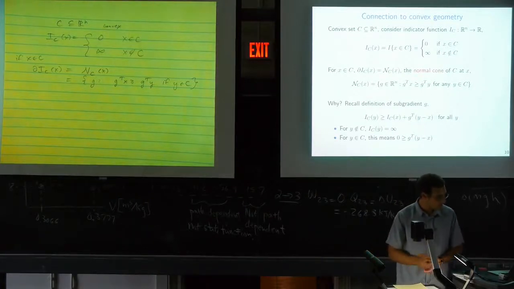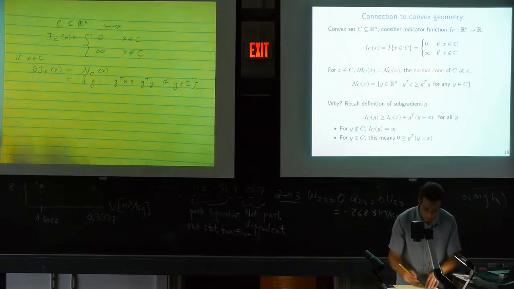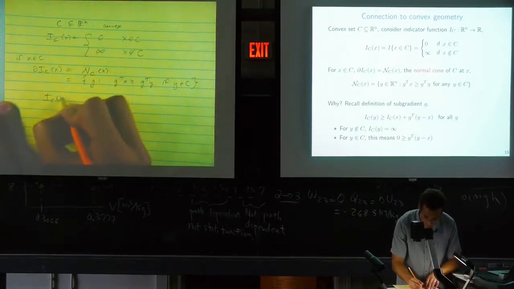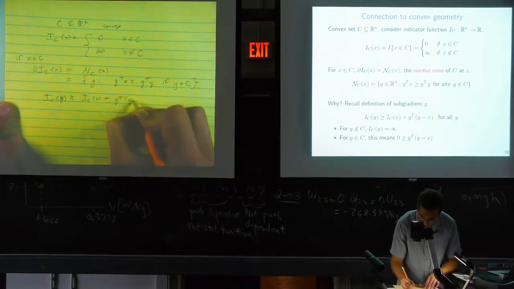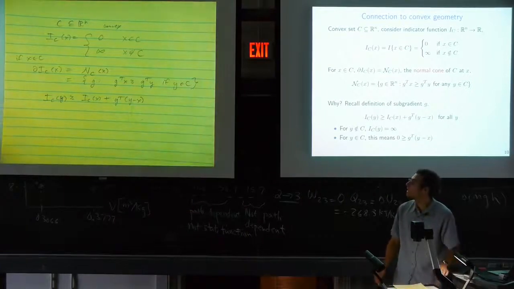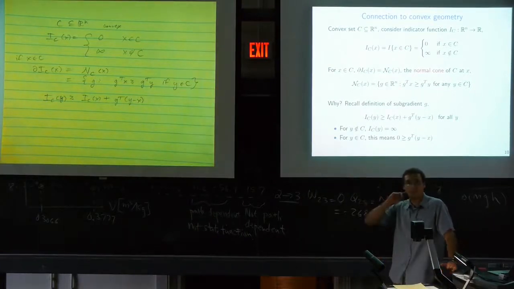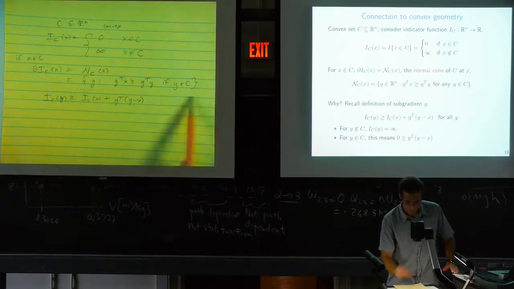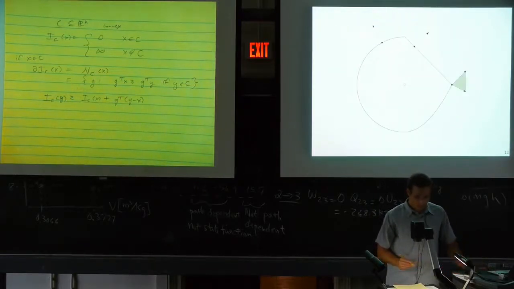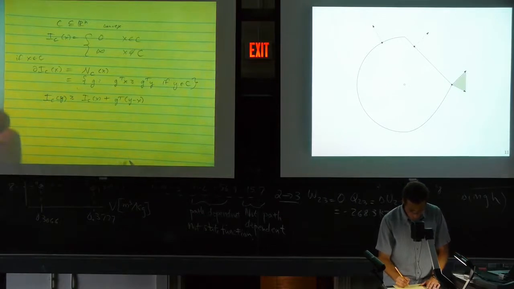So this comes straight from the definition. I'll let you check that since we're running short on time. That's what it means to be a subgradient of the indicator function. And that's just going to be 0 or infinity in various cases, so it's going to give you exactly this set. But what is this set? Let's just take a look at that in various examples.